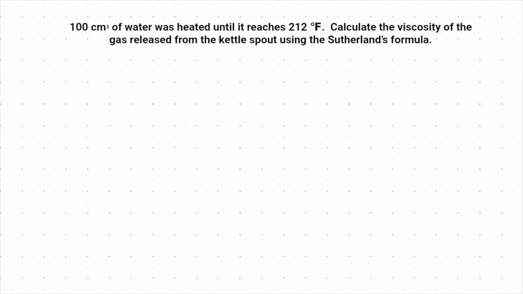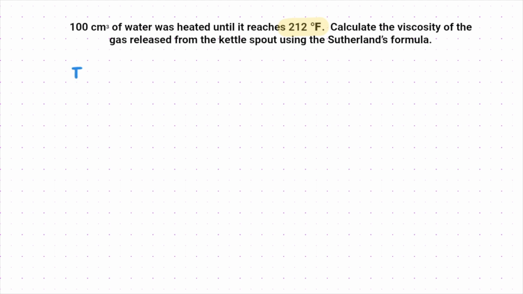Alright, so let's move on to question number 4. 100 centimeter cube of water was heated until it reaches 212 Fahrenheit. Calculate the viscosity of the gas released from the kettle spout using the Sutherland's formula. Right, in this question, the temperature is in Fahrenheit. So the first thing we need to do is we need to convert this to degrees Celsius.